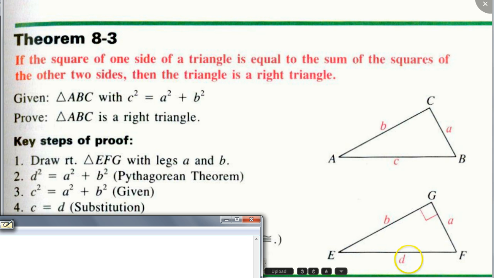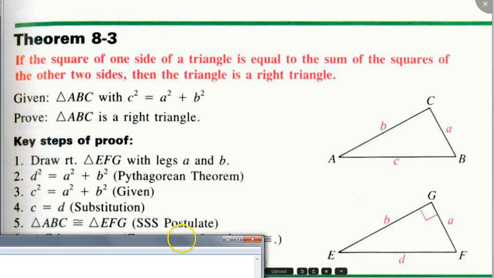Look, if D is equal to C, in other words, if the length of D is equal to the length of C, what can you tell me about triangle EFG versus ABC? These two triangles are what? Are they similar? Actually, they're a little bit more. They are congruent, aren't they? Because look, A is equal to A, B is equal to B, C is equal to D. By what theorem or postulate? Side-side-side postulate, aren't these two triangles similar? I mean, congruent?